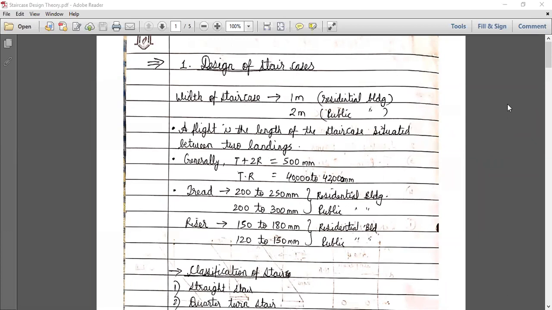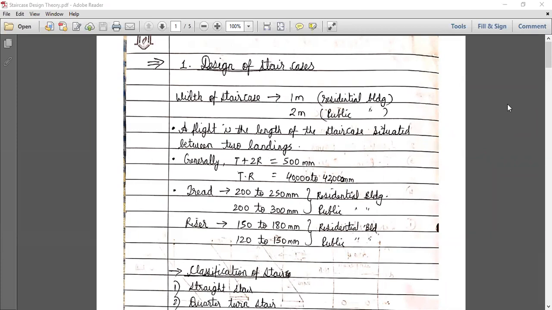The width of the staircase for a residential building is generally taken as 1 meter, and for a public building it is taken as 2 meters. These are just the guidelines which you should remember as far as your exams are concerned. Then what do you mean by a flight? Flight is the length of the staircase situated between two landings. This is the definition of a flight.